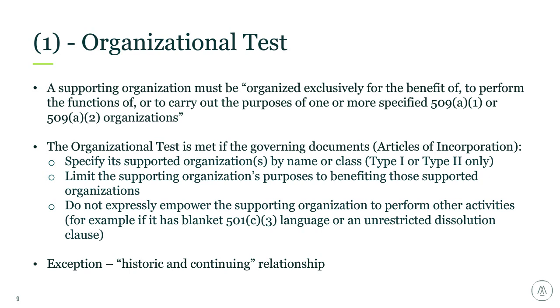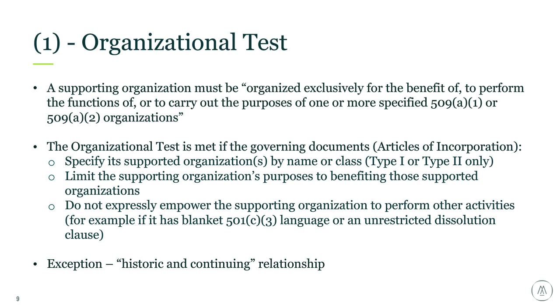Now, the method of specifying a supported charity in the organization's governing documents varies based on whether the supporting organization is a Type 1, a Type 2, or a Type 3 organization. Type 3 organizations have a stringent standard, which again is a theme we'll see throughout this presentation, for specifying their supported charity. The governing documents of Type 3 organizations must specify their supported organization by name. Now, on the other hand, Type 1 and Type 2 organizations have a more generous standard than Type 3 organizations for specifying their supported charity.